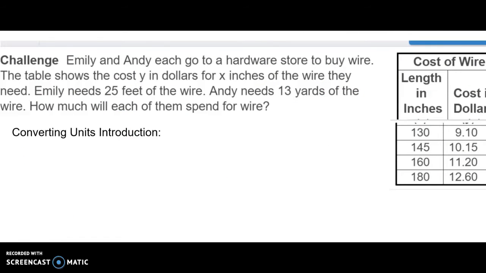Okay. Emily and Andy go to a hardware store to buy wire. The table shows the cost in dollars for x inches of wire. How much will each of them spend? So the challenge here is that Emily's is in feet, and I need to know what it is in inches. So I'm going to take my 25 feet.